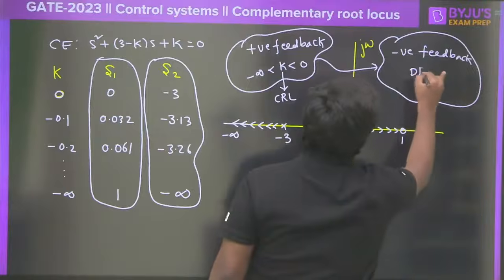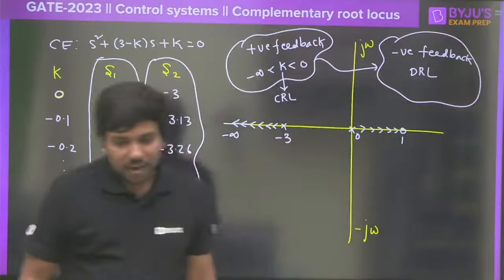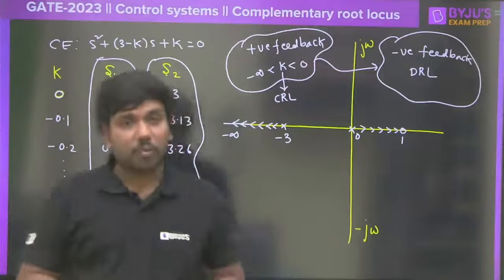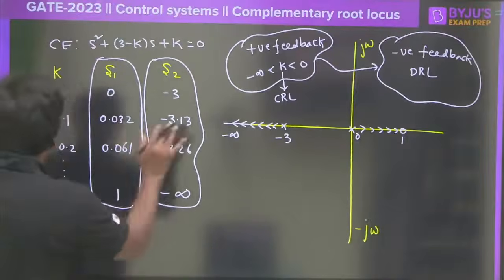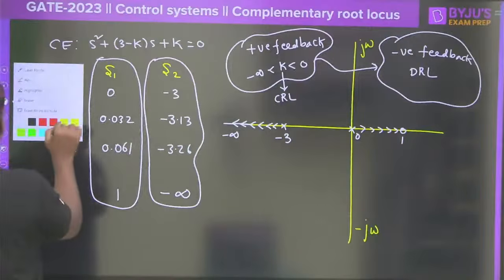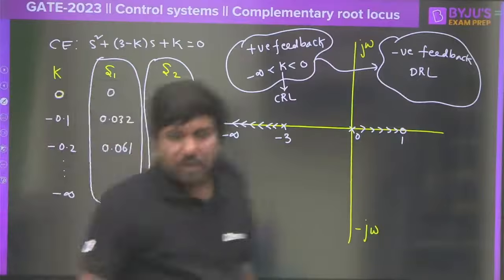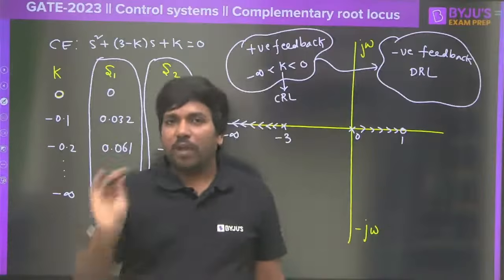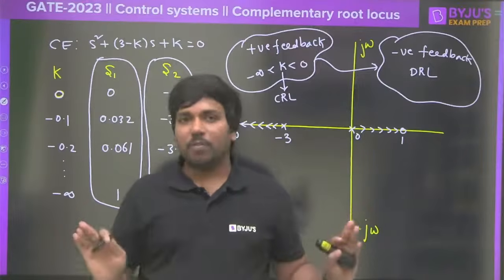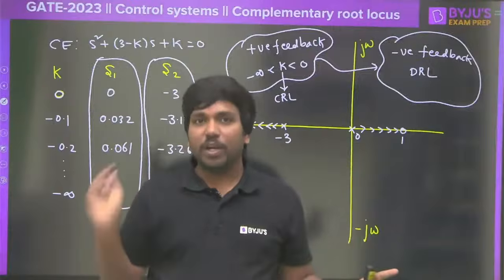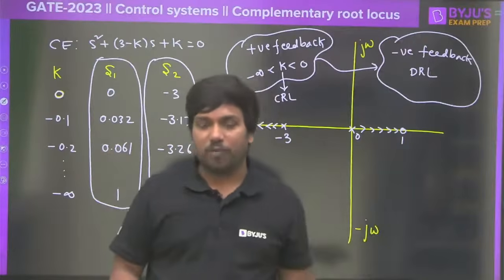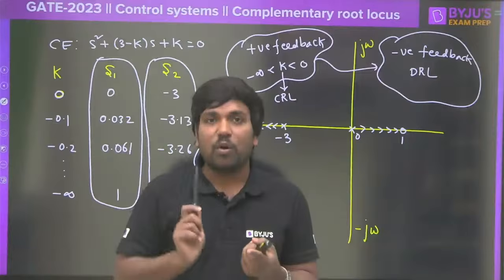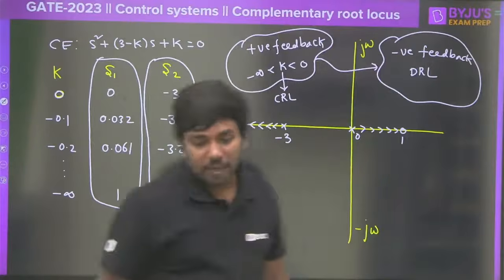Direct root locus. How many of you enjoyed this? Tell me, how many of you are very clear with the concept now? Very clear. But irrespective of all these things, what should be in your mind? Whether it is positive feedback or negative feedback, whatever it may be, first you need to decode that. We need to decode whether it is positive feedback or negative feedback, and then we need to change the value of k. That is the major important point.